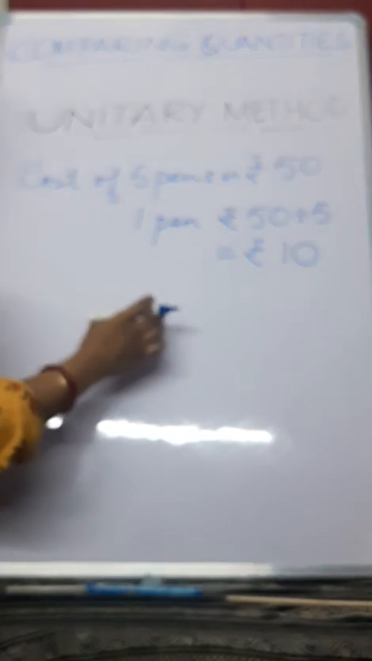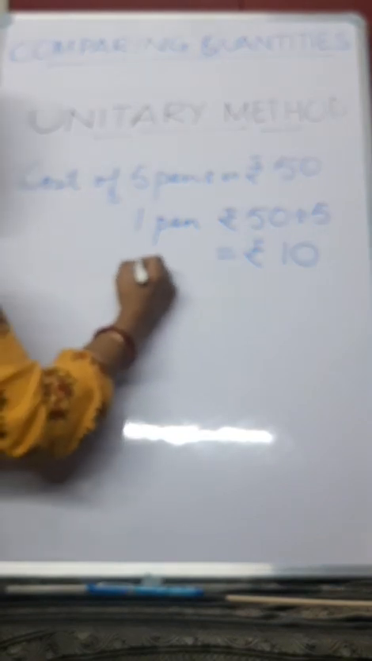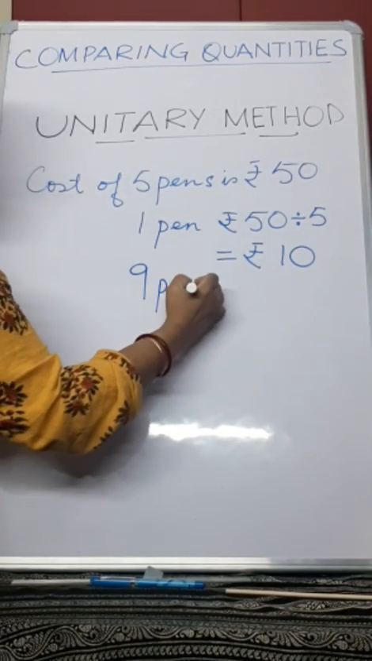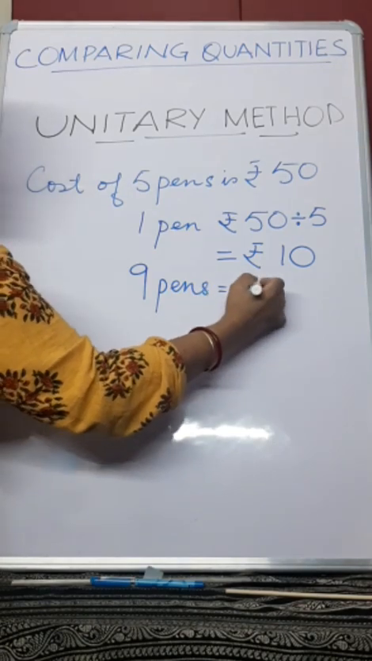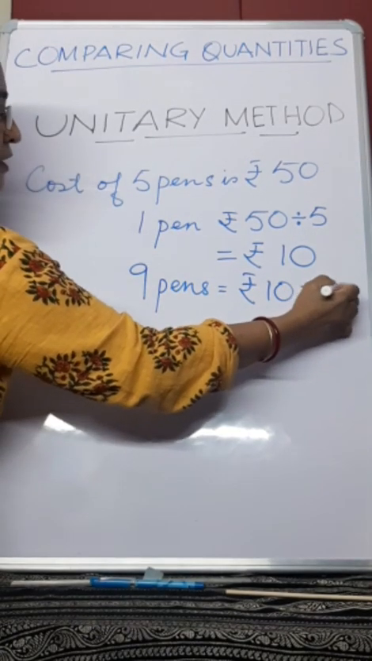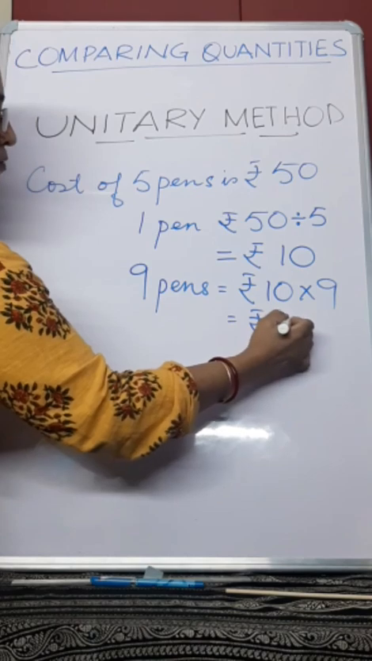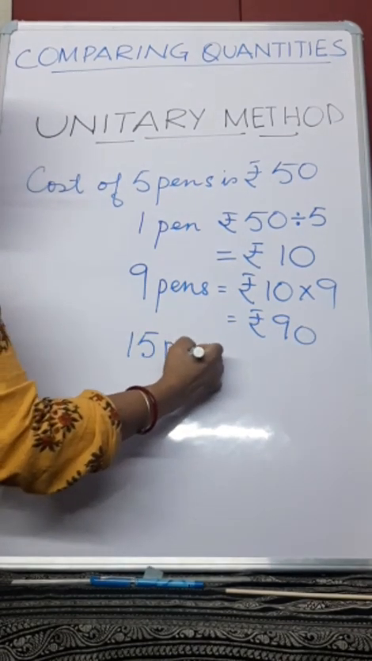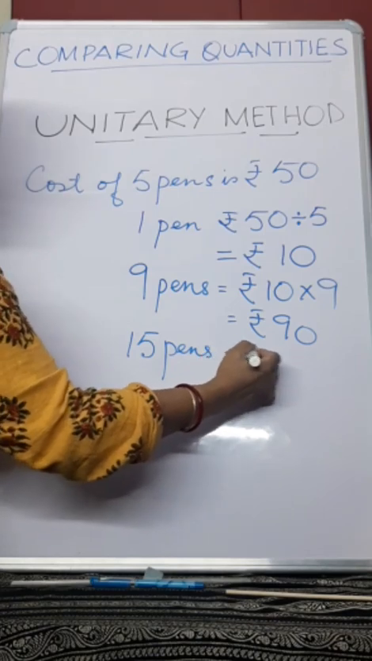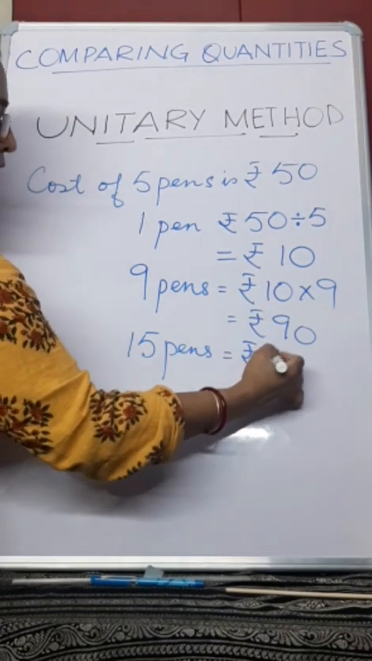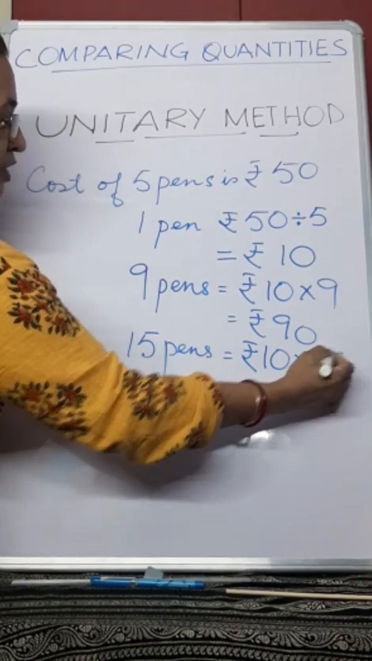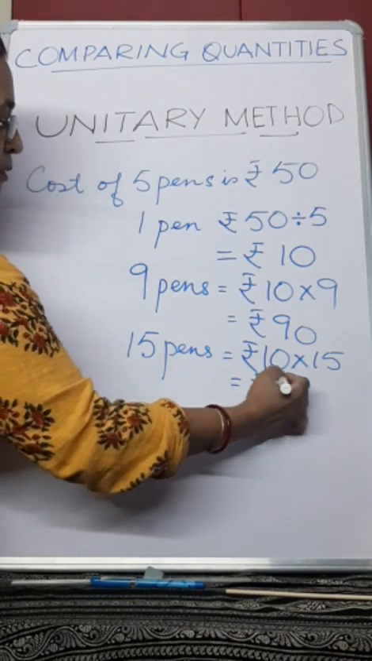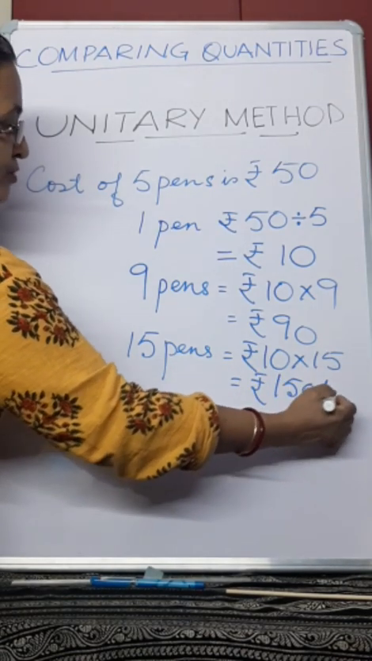Now we can easily find out the cost of 9 pens. What we do is, we just multiply 10 by 9. So 9 pens cost rupees 90. If we want to find out the cost of 15 pens, we simply have to multiply the cost of 1 pen with 15 and we get the price of 15 pens as 150.